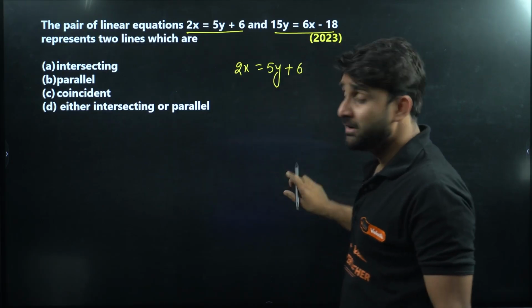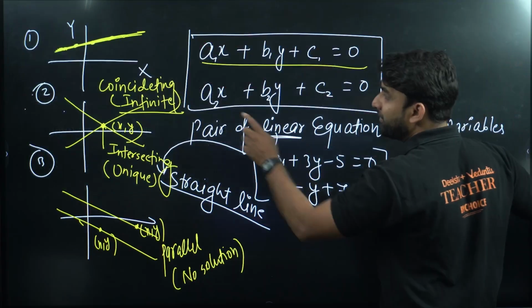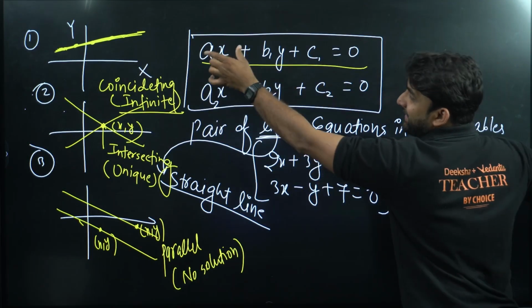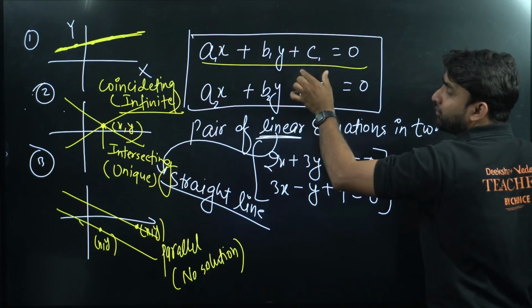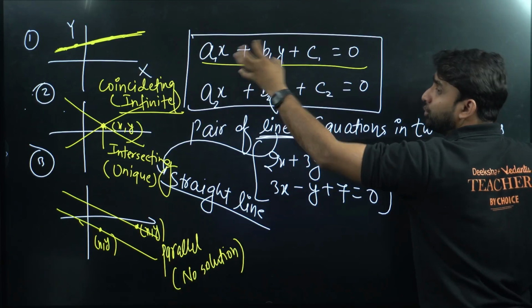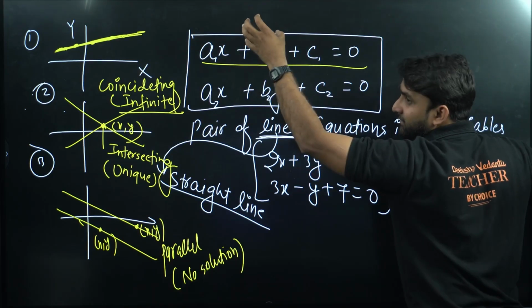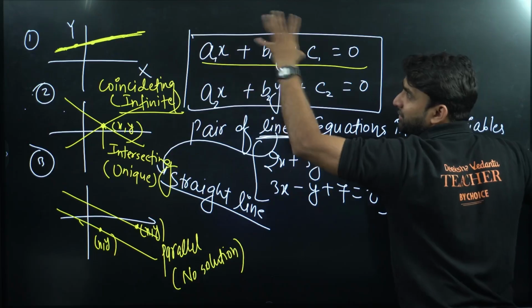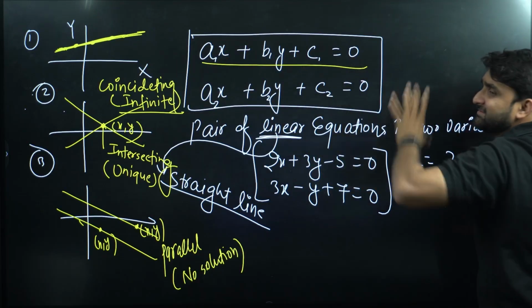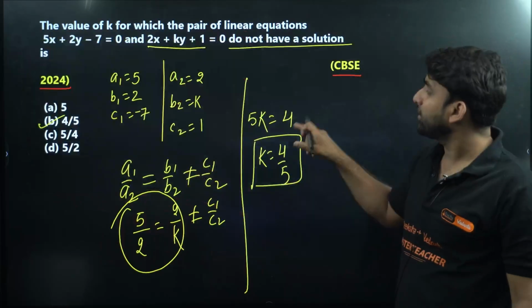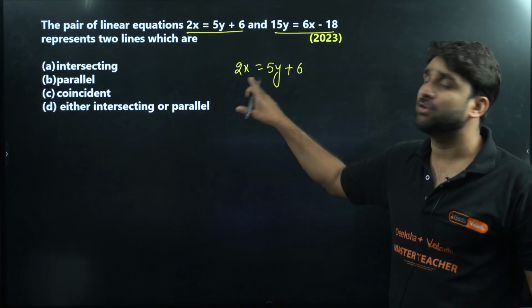If we look at the general format of a linear equation, the x family, the y family and the pure constant are all together on the same side, and the right side should be 0. So make sure to modify this equation also.